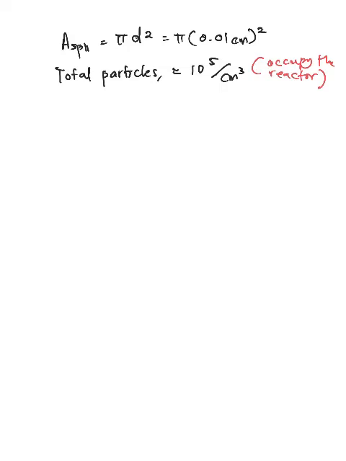Therefore, from the pseudo homogeneous rate equation, the term A over V equals pi times 0.01 centimeter square multiplied by 10 to the power of 5 particles per centimeter cube.